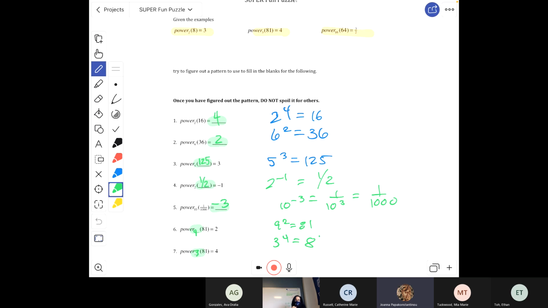Now I gave this to you in this format because the next family of functions that we're going to work with, this term seems to cause a lot of trouble with people. So I thought before we introduce that term, let's go ahead and do a super fun puzzle.